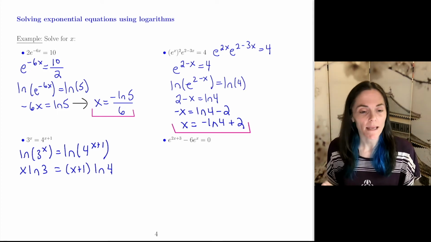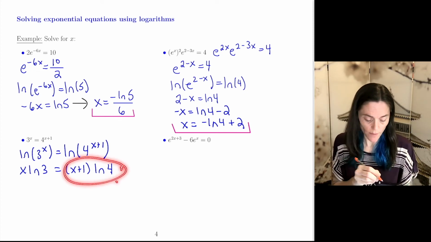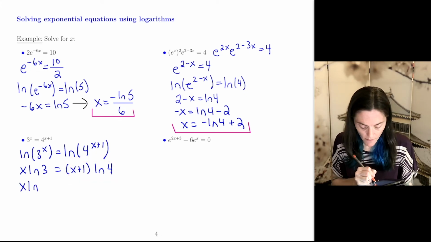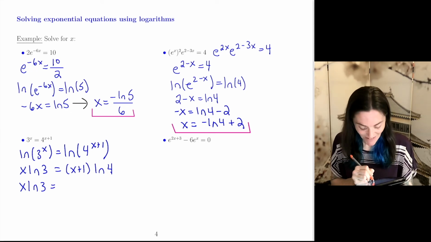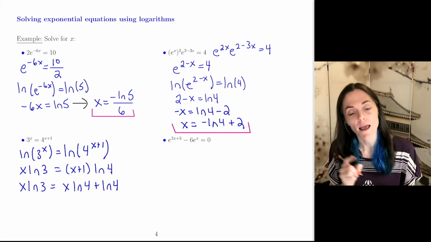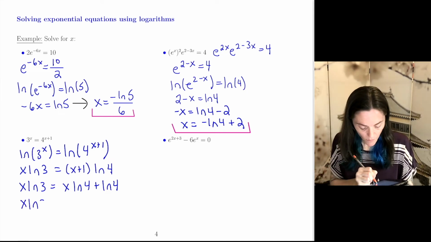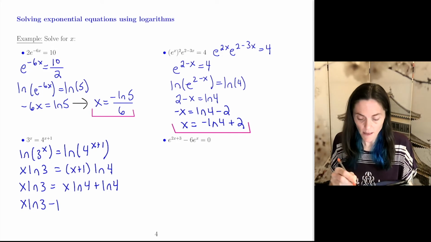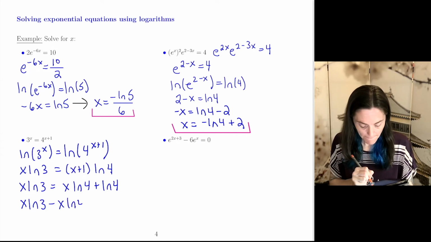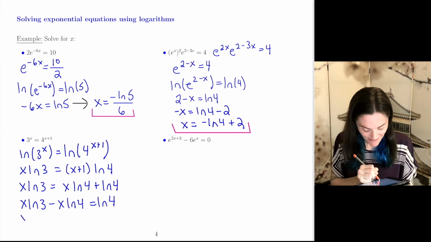Well, let's keep going. I'm going to distribute. Here I have a sum, and I will distribute. For the moment, I'm going to leave the left-hand side alone. So here I have x ln 4 plus ln 4. Let's subtract x ln 4 from both sides of the equation. We have x ln 3 minus x ln 4, and this equals ln 4. We're really almost there. Let's factor out an x.